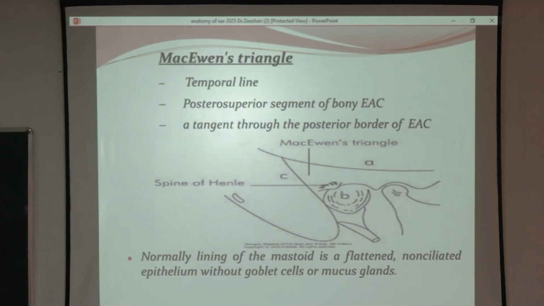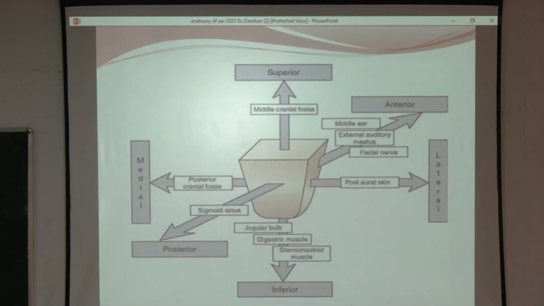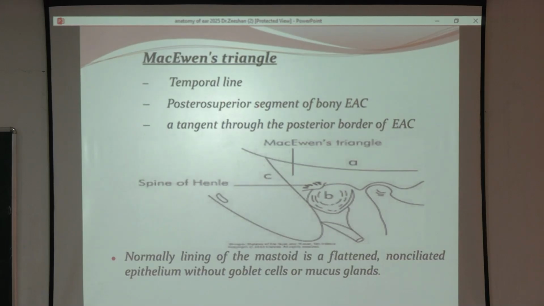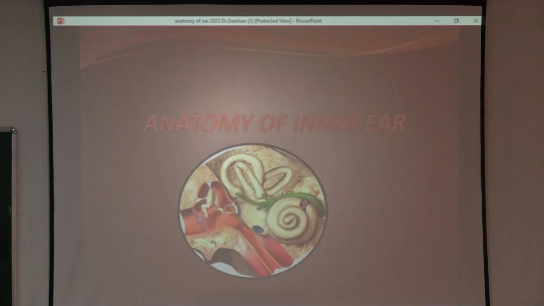What is the beauty of mastoid antrum? It is the largest mastoid air cell. Okay? And it will be present even if rest of the air cells have been sclerosed. ठीक है, उसका volume कितना होता है, 2 ml. And the anatomy of McEwen's triangle is very important. ठीक, okay, thank you. So इसके बाद जो बचा है, anatomy of the inner ear.